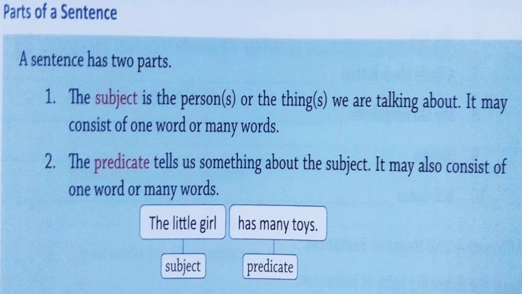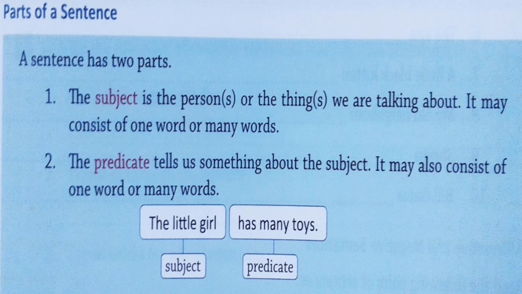The subject is the person or the thing we are talking about. All right? What is the subject? The subject is the person or thing we are talking about. It may consist of one word or many words. Next, predicate. The predicate tells us something about the subject. It may also consist of one word or many words.